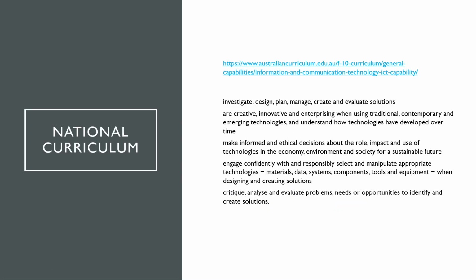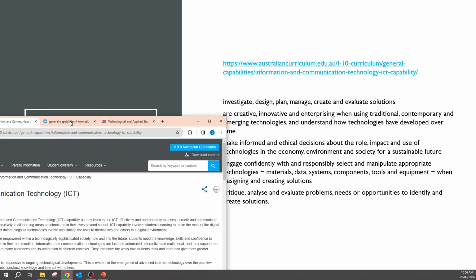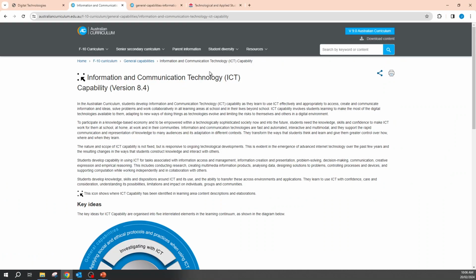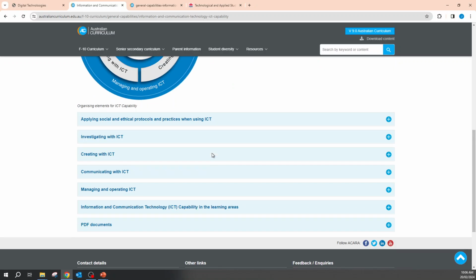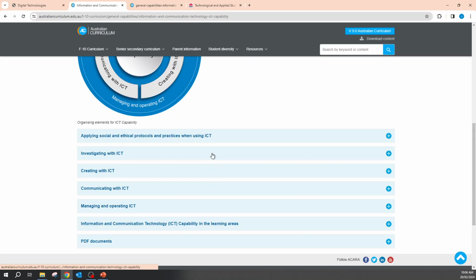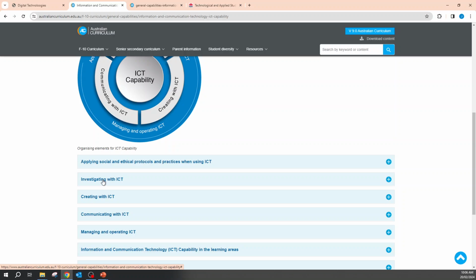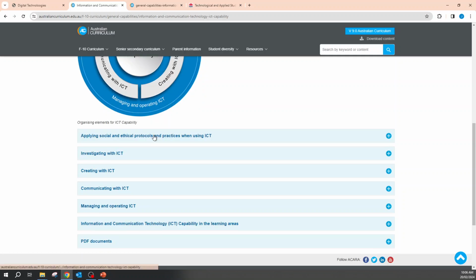syllabus here. You can have a look at the national curriculum, which I'll bring across briefly now, that unpacks some of this. Obviously, we've got the New South Wales version, which is the science and technology syllabus. But if you want to look at some of the ideas that really come forward in the national curriculum, which is still what we're bound to through the New South Wales syllabus, you will start to see some of the different themes emerging here. The themes are around investigating, communicating, creating, managing and operating, and applying social and ethical protocols. So there is a social element to it, there's a wellbeing element to it as well.